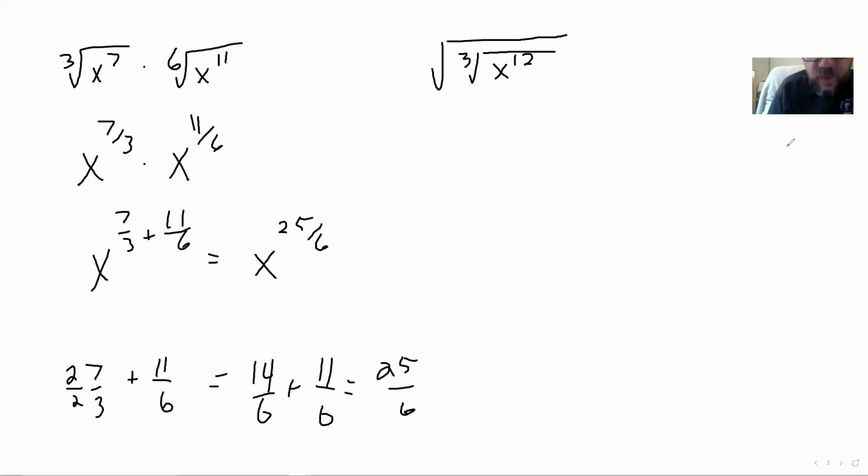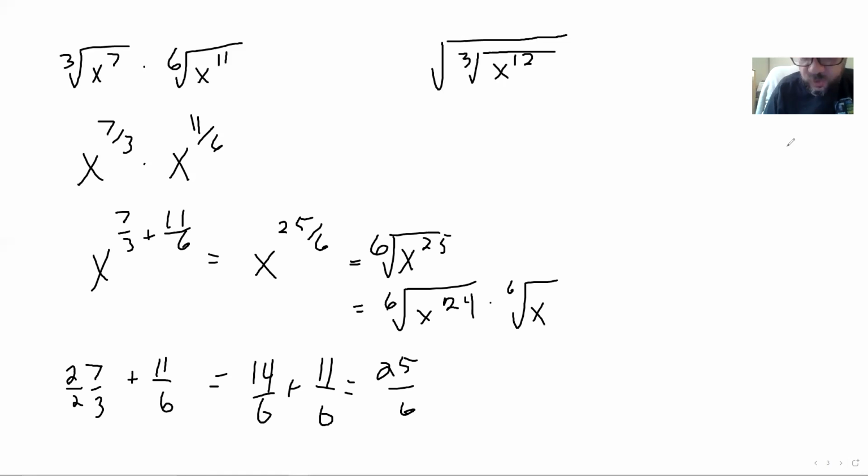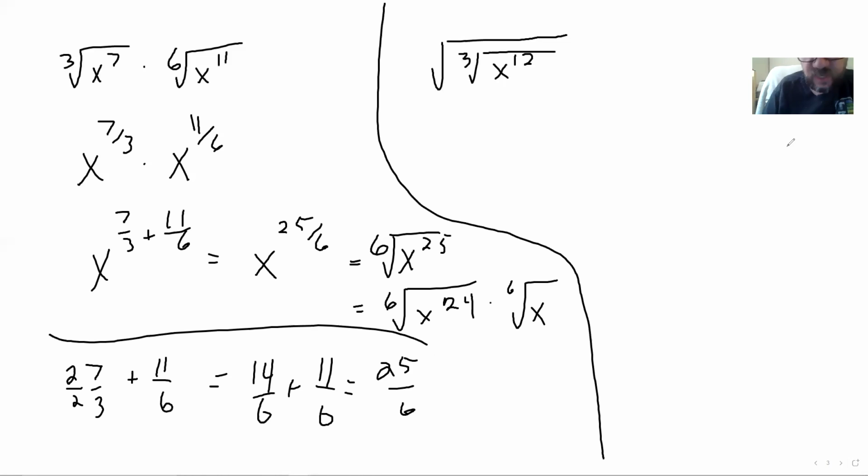And if you want to put that back in radical form, you could certainly write this as the 6th root of x to the 25th. And then using what we learned last time when we were simplifying radicals, we could simplify this into two pieces. I'm running out of room here, but this would be the 6th root of x to the 24th times the 6th root of x. Sorry, this is so messy. I apologize. So the 6th root of x to the 24th is just x to the 4th. So this is x to the 4th times the 6th root of x.